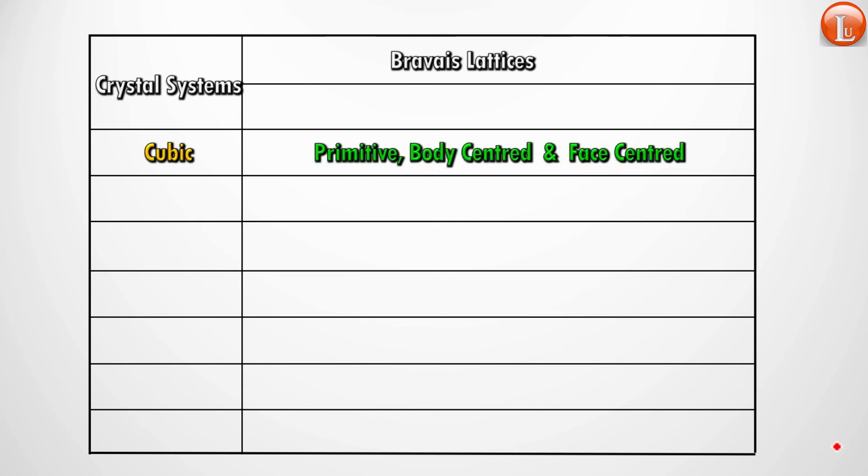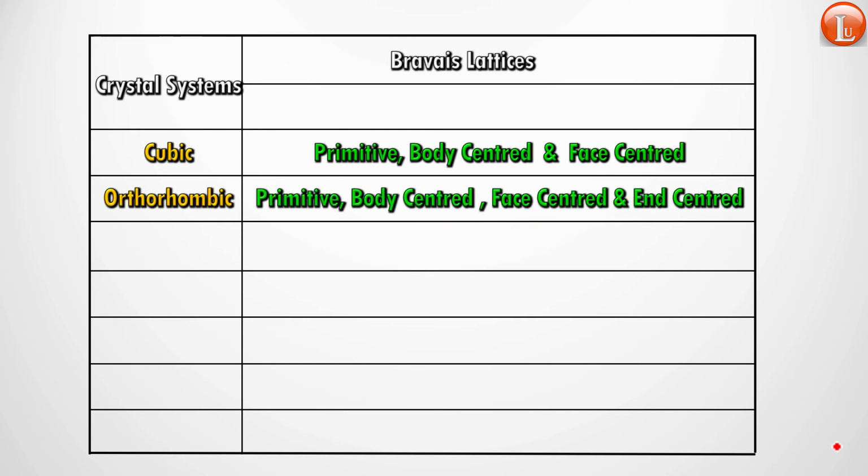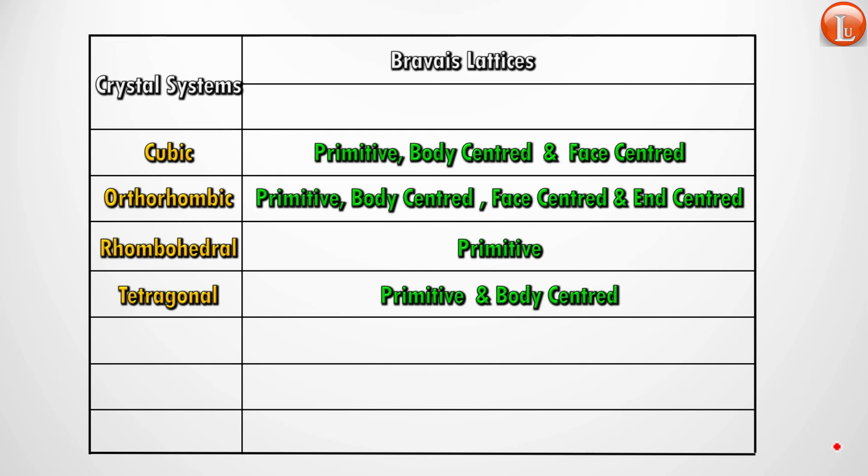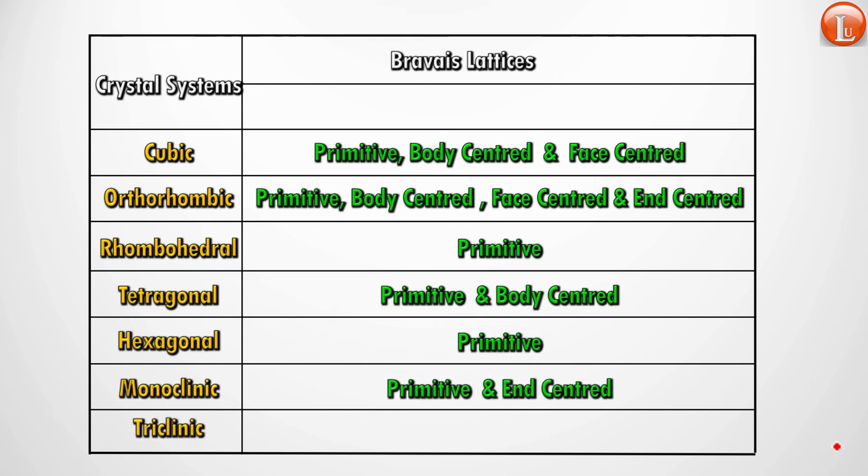So the lattices that exist are in this table. There are 7 crystal systems, and these are the Bravais lattices. Cubic contains 3. Orthorhombic, remember I told you, is the only one which has all the 4. Primitive, body-centered, face and end-centered. Rhombohedral has only 1. Tetragonal has 2. Hexagonal has 1. Monoclinic has 2. And triclinic has only 1, because that was the worst possible symmetry you could ever have.